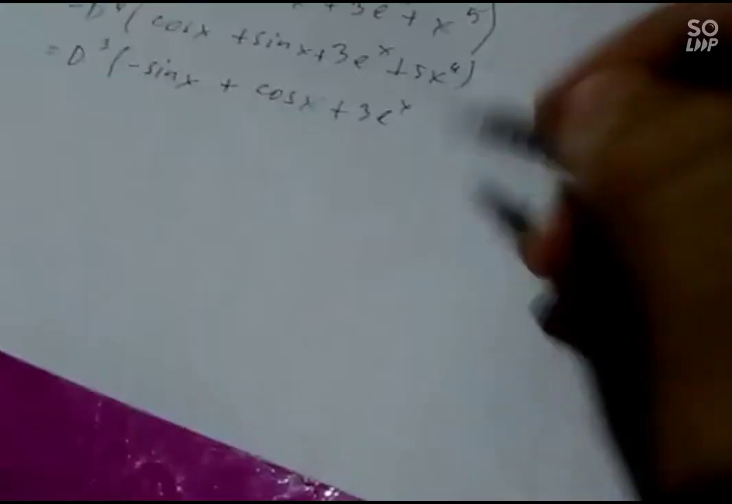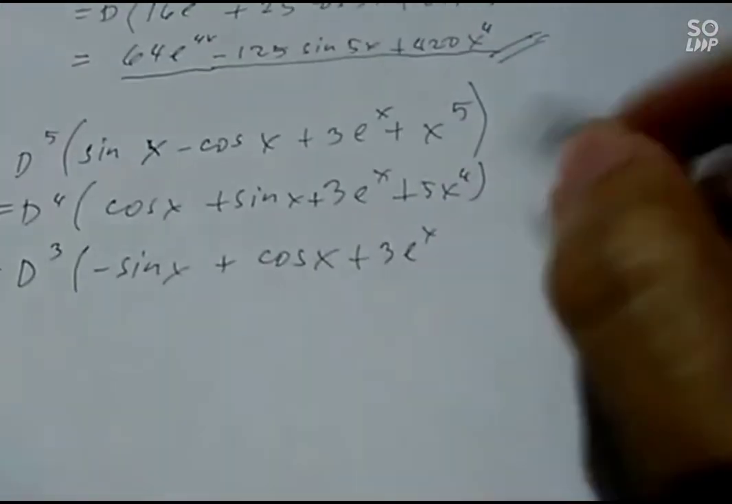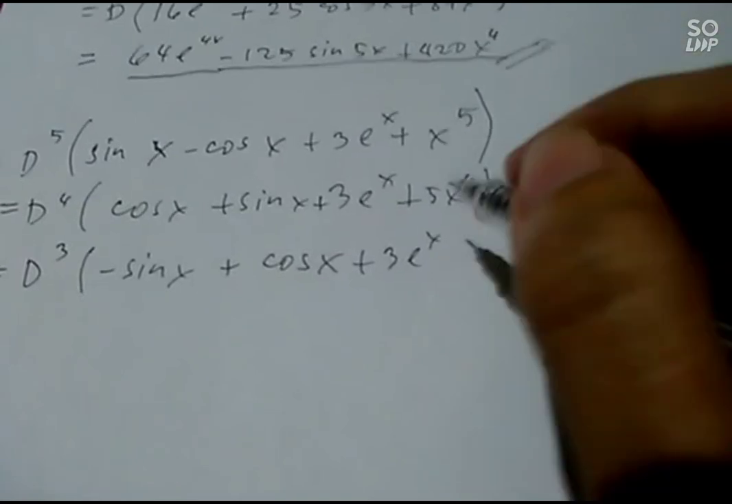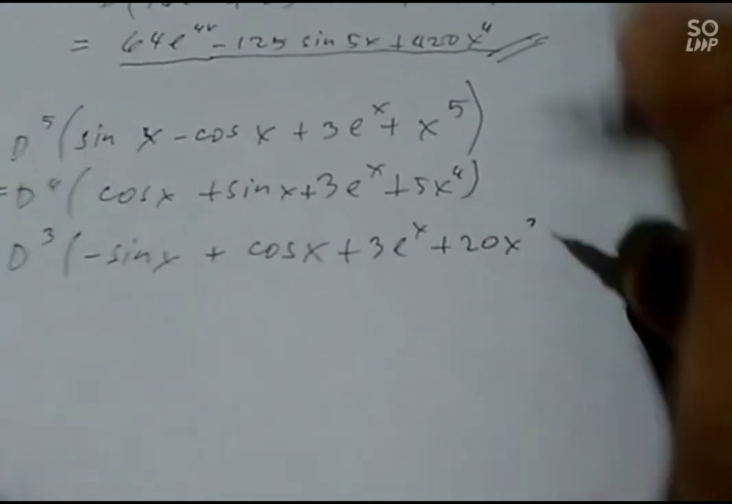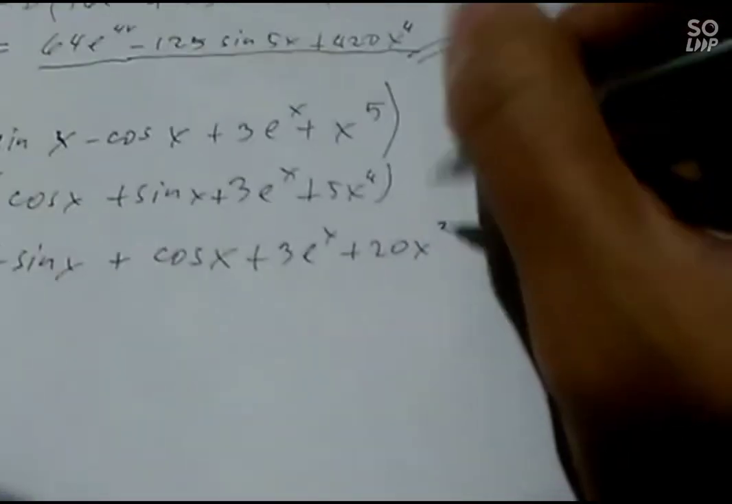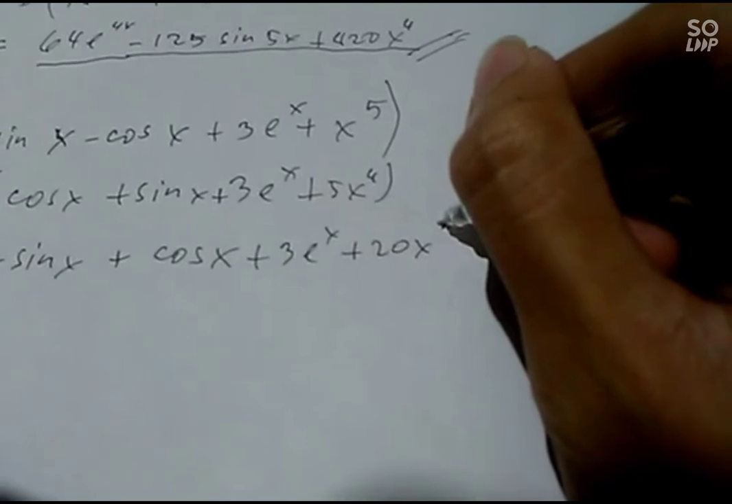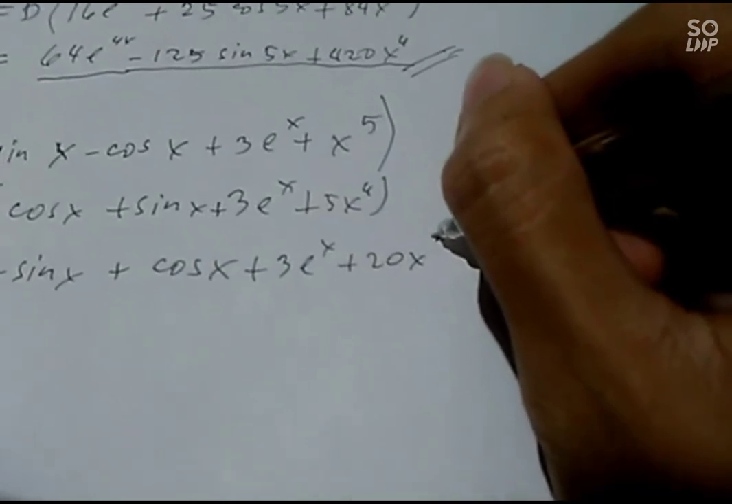Then for the 5x raised to 4, its derivative is positive 20x squared. Nope, it's cubed.